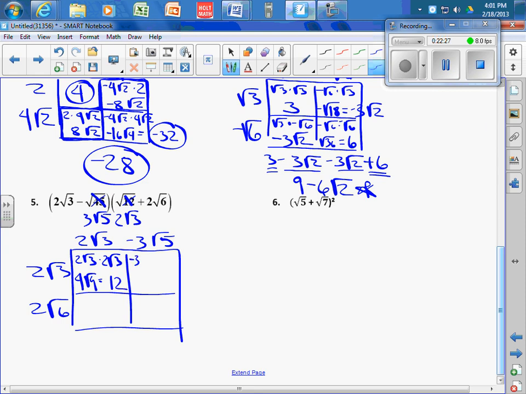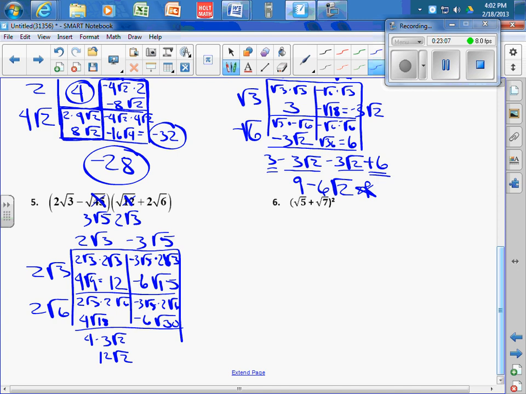Negative 3 radical 5 times 2 radical 3. Negative 6 radical 15. 2 radical 3 times 2 radical 6. 4 radical 18. 4 times 3 radical 2 is 12 radical 2. Negative 3 radical 5 times 2 radical 6. Negative 6 radical 30.